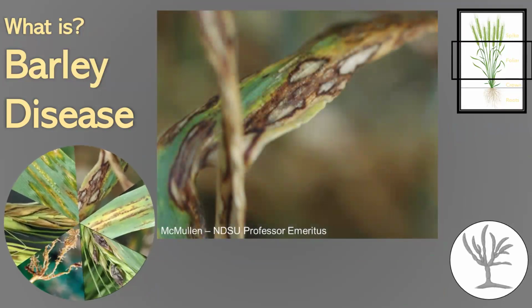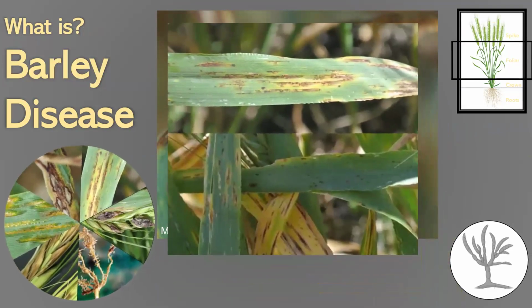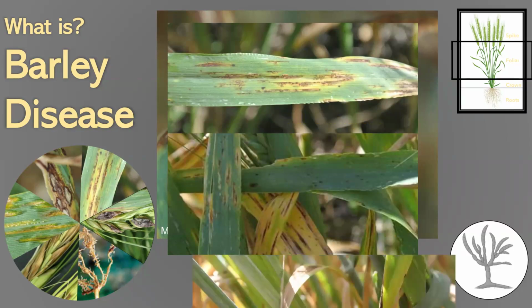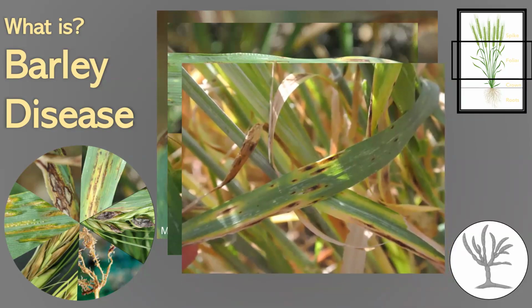And then moving up into our foliar region, we have important foliar diseases such as scald and net blotch, of which we have two forms: net form net blotch and spot form net blotch. And these can actually be confusing and difficult to pick out in the field. A good way to tell spot form net blotch is the yellow corona that you see around the spots.